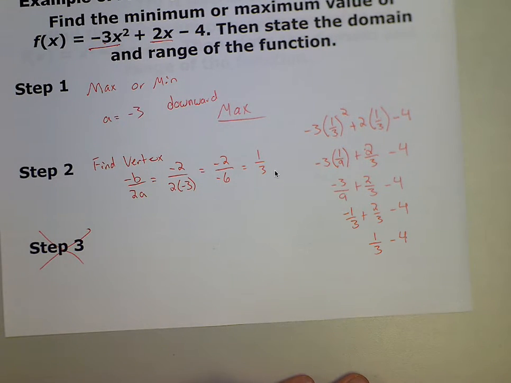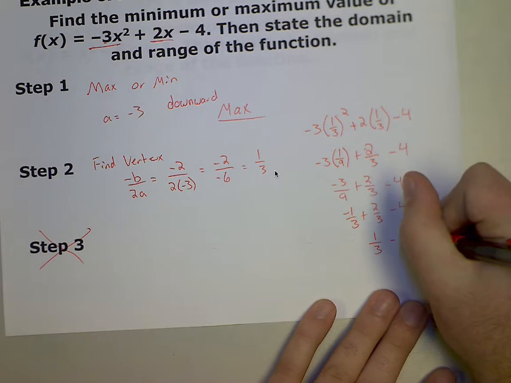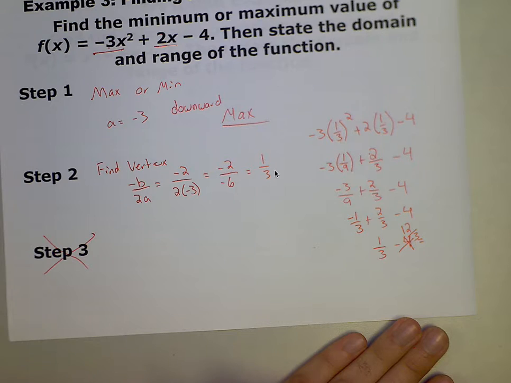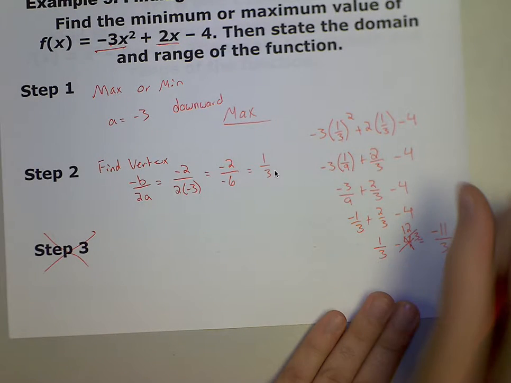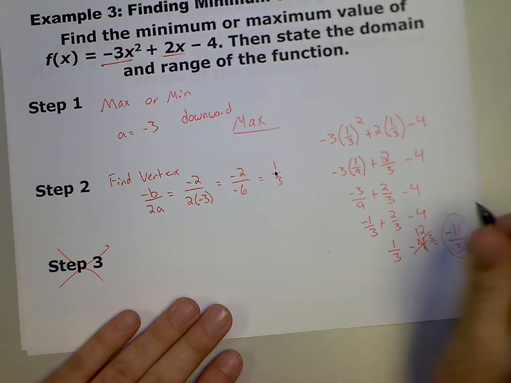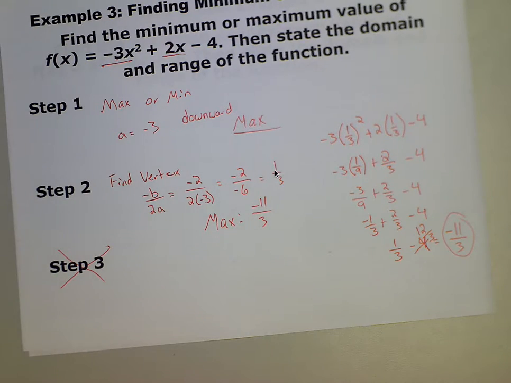When I have 1/3 minus 4, you could either jump over to a calculator and do 1/3 minus 4, you'll get a decimal, and you'll want to change that back into a fraction. Or I would know that 4 is the same thing as 12 over 3. I need those common denominators. And 1 minus 12 will give me negative 11 over 3. So my answer here is going to end up being negative 11 over 3. And that's that y-coordinate, which is going to be my maximum. So my max here is negative 11 over 3. I know, I started out nice and easy for us with a fraction.